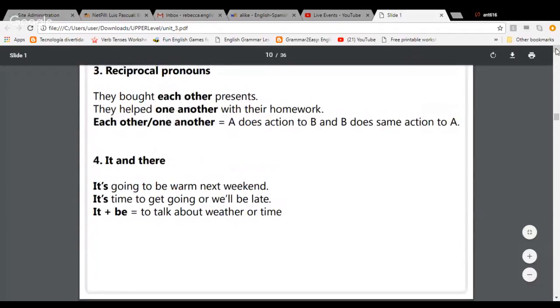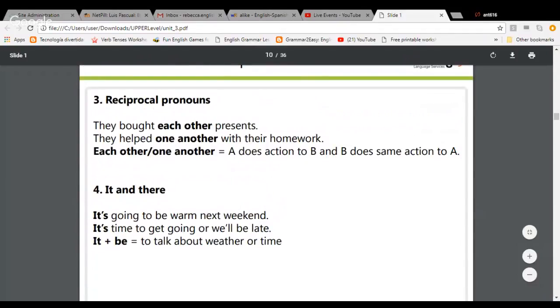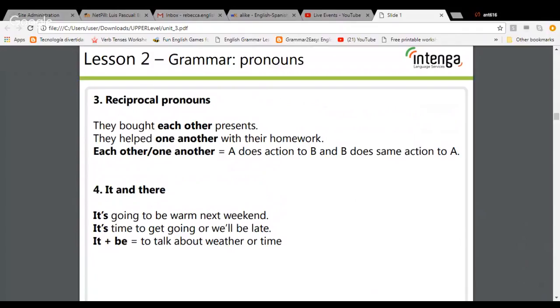All right, let's go ahead and move down here. Reciprocal pronouns. Why don't you go ahead and read these, please? They bought each other presents. They helped one another with their homework. Each other, one another equals A does action to B and B does the same action to A. Okay, good. So, do you understand that?